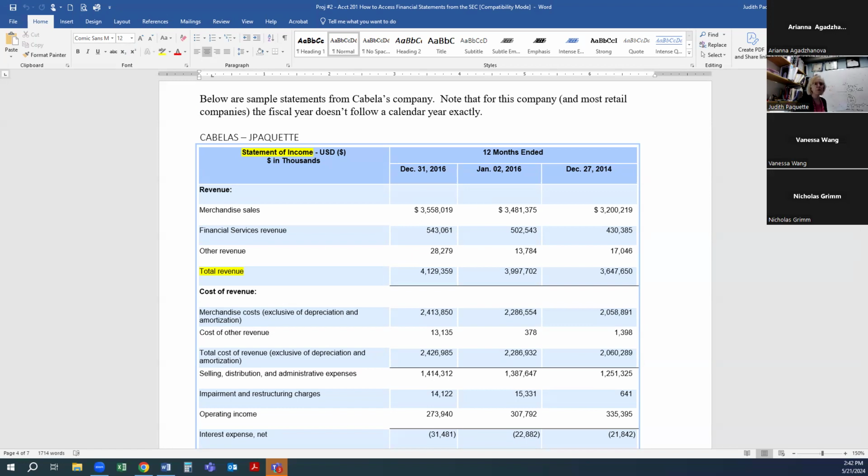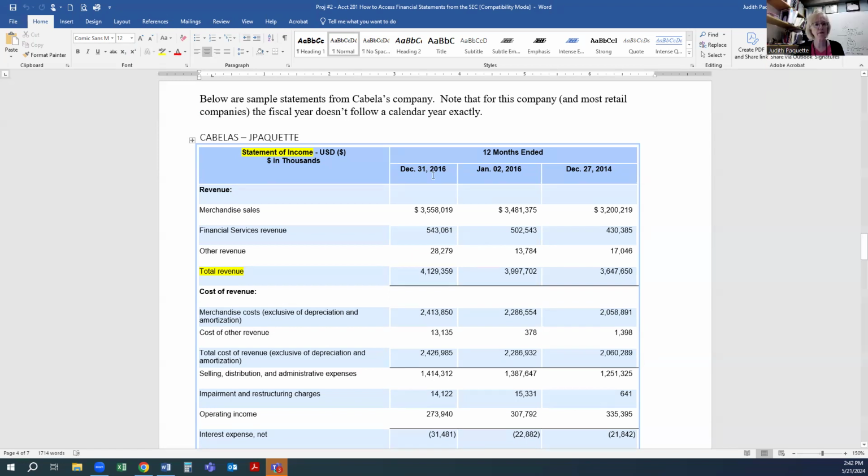So in this case, this is the Cabela's company, and you can see we've got 3 years of data. Now be aware that a company's fiscal year often ends on the same day of the week, maybe a Saturday, because in retail that's pretty common. So here, the fiscal year ended December 31st, 2016. Here it ended January 2nd, 2016. And here it ended December 27th, 2014. And those are odd dates, right? Because you've got 2 with 2016 and 1 with 2014.